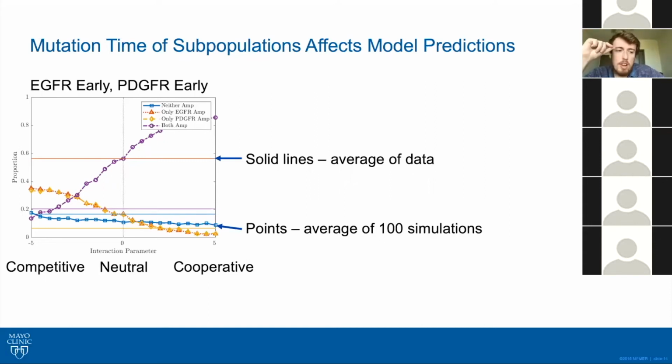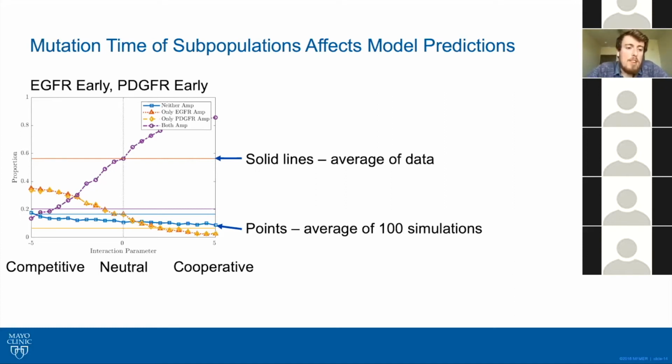Each point on this figure represents 100 different simulations. It's the average of those for different migration and proliferation rates. And as you go across the x-axis here, you see we're changing the alpha term. And you can see that with different alphas, we end up with different proportions of these simulations with different upregulated amplified subpopulations. So for example, here, we introduced EGFR pretty early, so when the tumor is very small, and PDGFR early at the same time point.